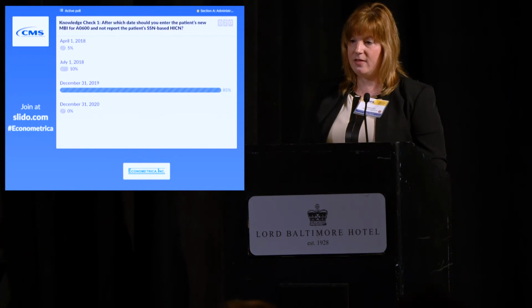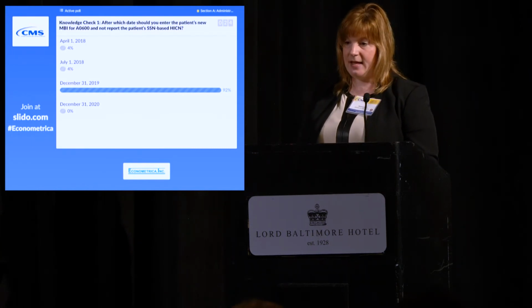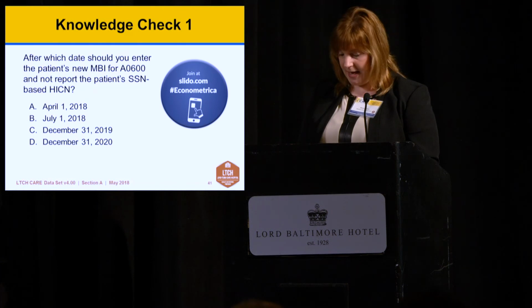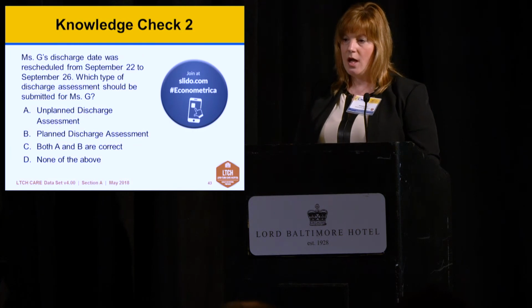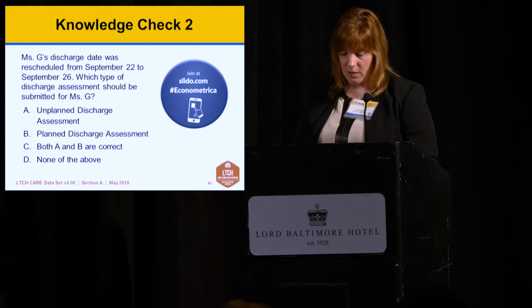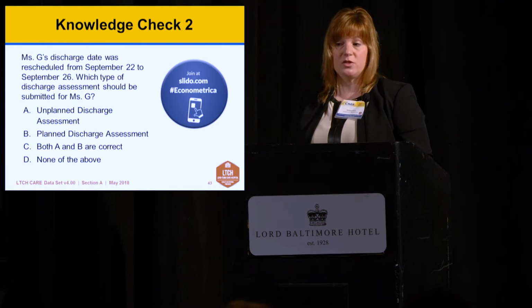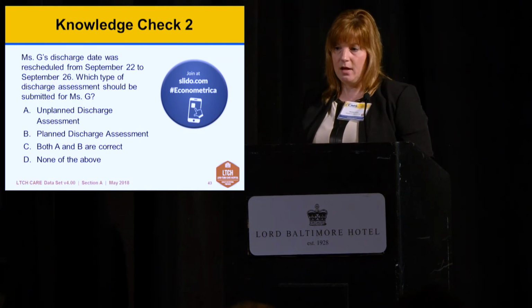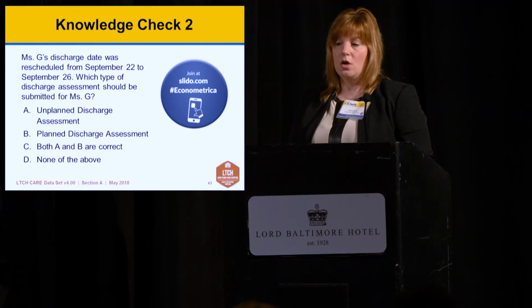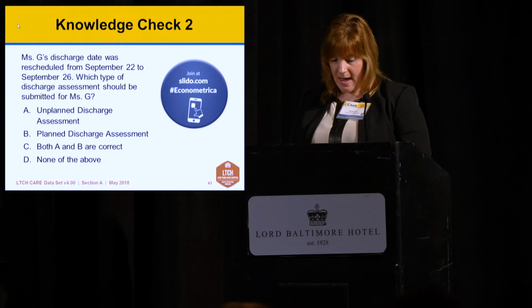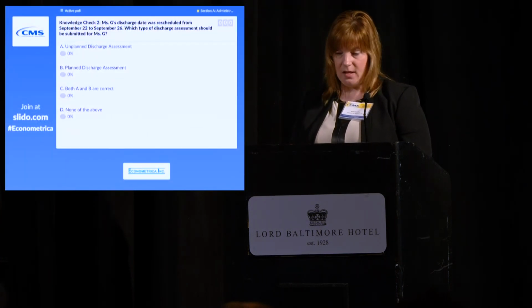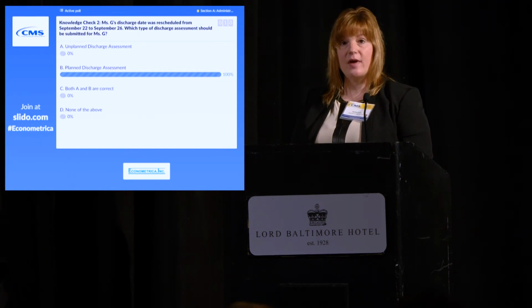It looks like 83% say C, December 31st, 2019. That is the correct answer. Next knowledge check question. Mrs. G's discharge date was rescheduled from September 22nd to September 26th. Which type of discharge assessment should be submitted for Mrs. G? A, an unplanned discharge assessment, B, planned discharge assessment, C, both A and B are correct, or D, none of the above?